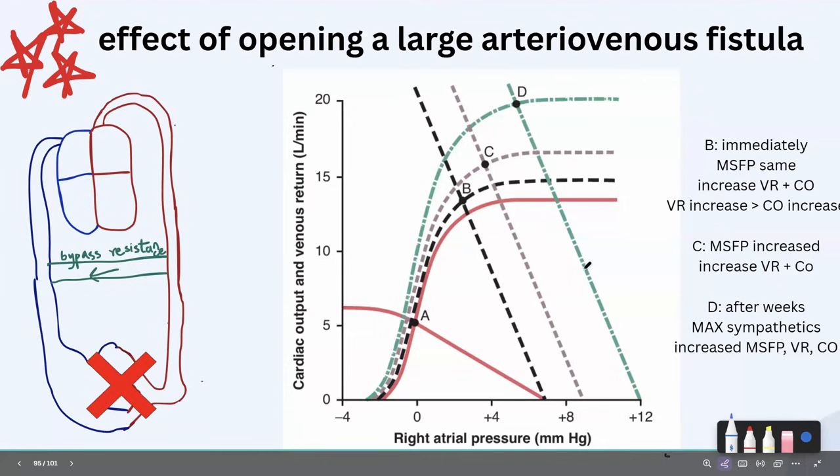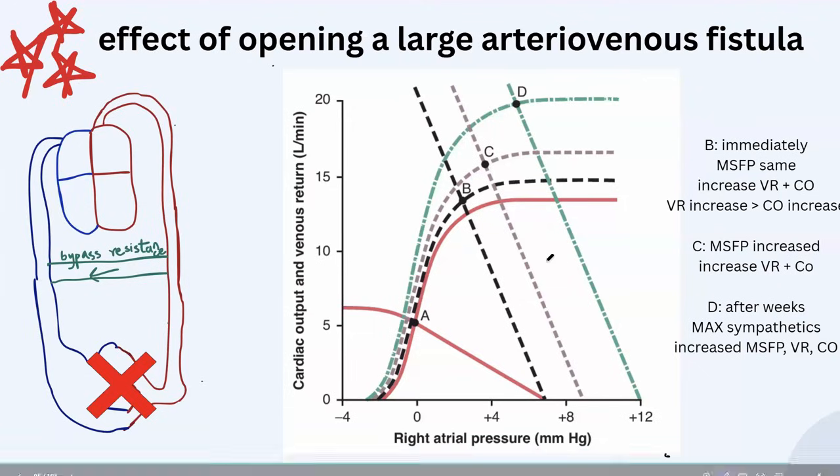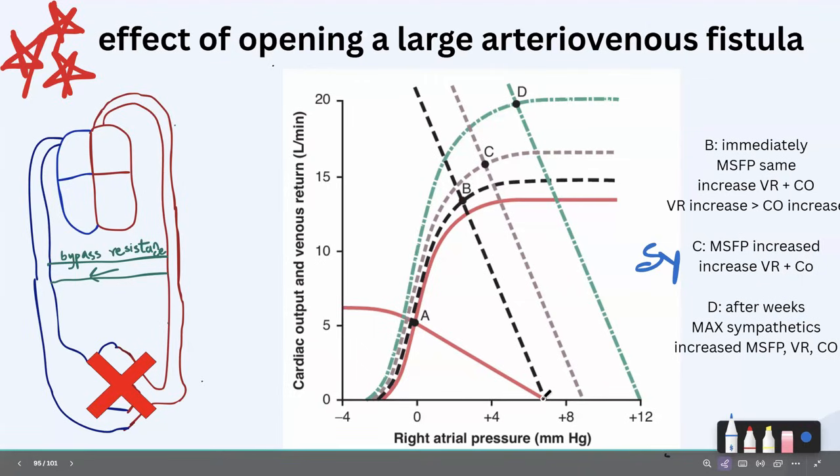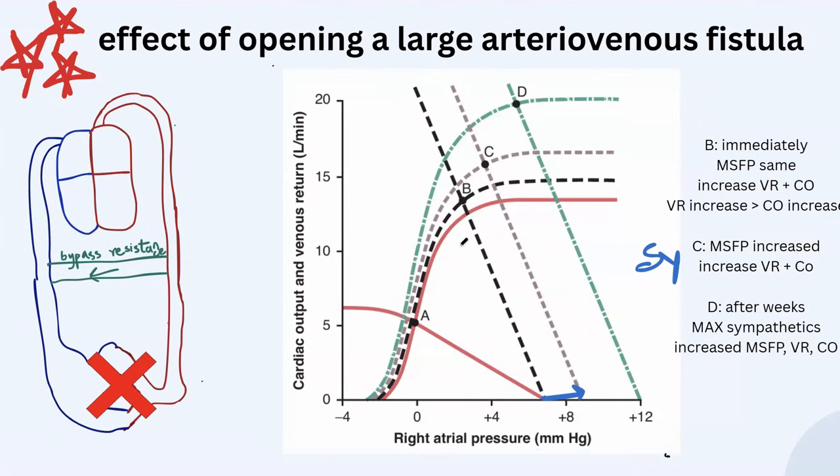Now I want to talk about what happens within a few minutes. The black dotted line was immediately, right? Now, after a few minutes, the sympathetic system is going to activate. When the sympathetic system activates, the mean systemic filling pressure is going to increase. You can see over here in this brown dotted area, the mean systemic filling pressure increases to above 8, and the venous return curve is also shifted more to the right. That means the venous return increases. The cardiac output is also going to increase.